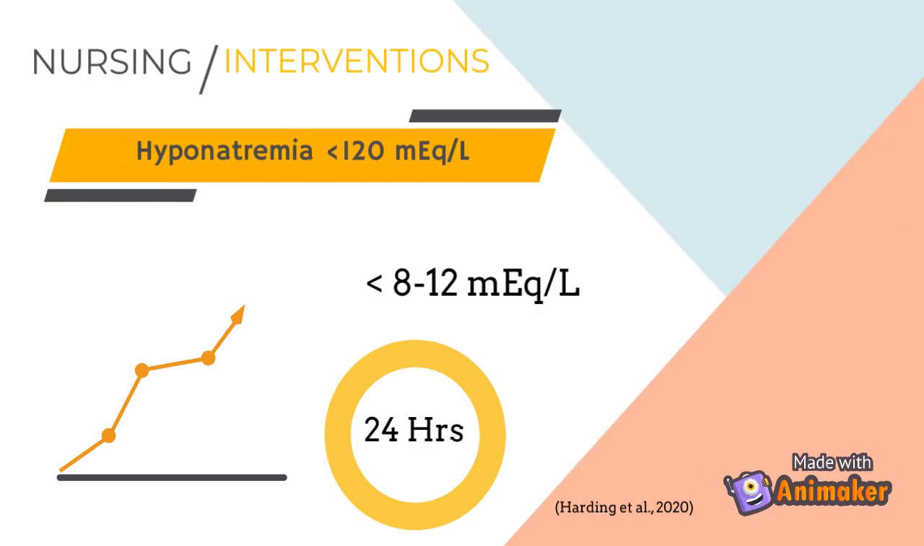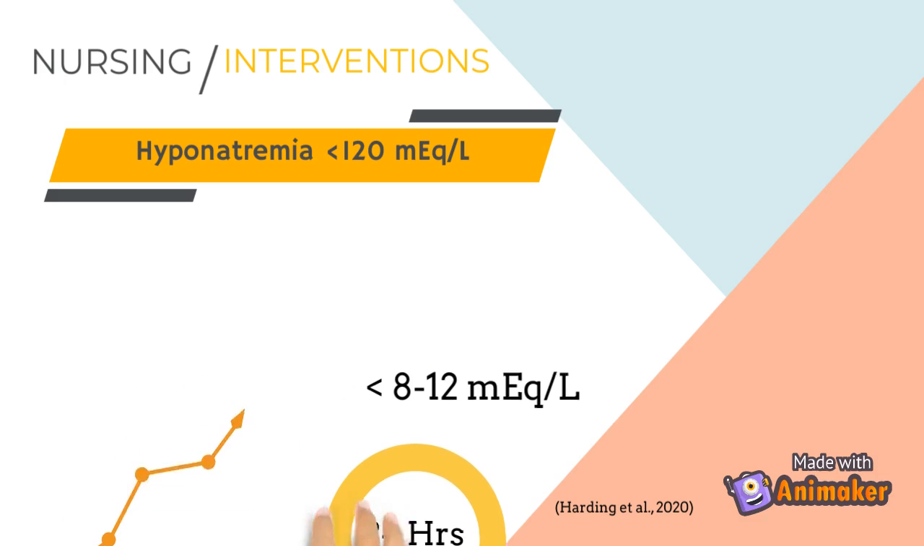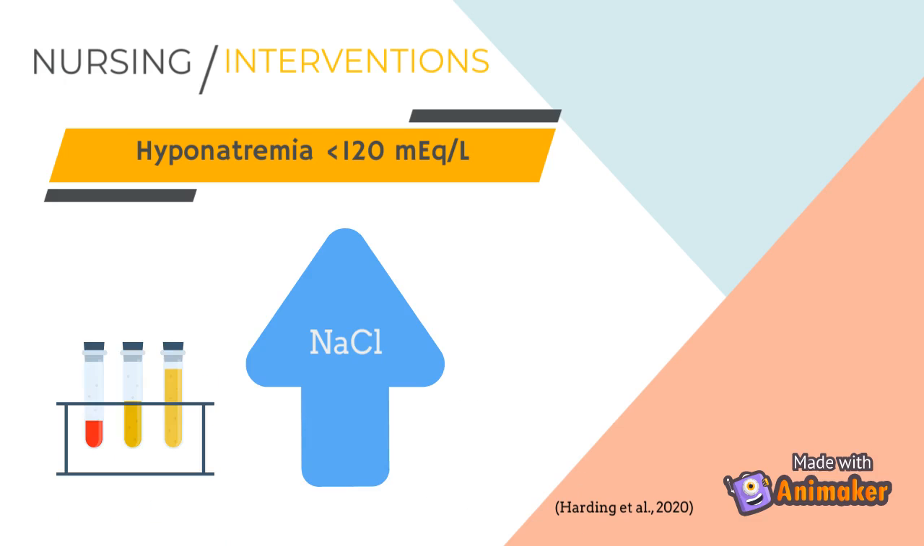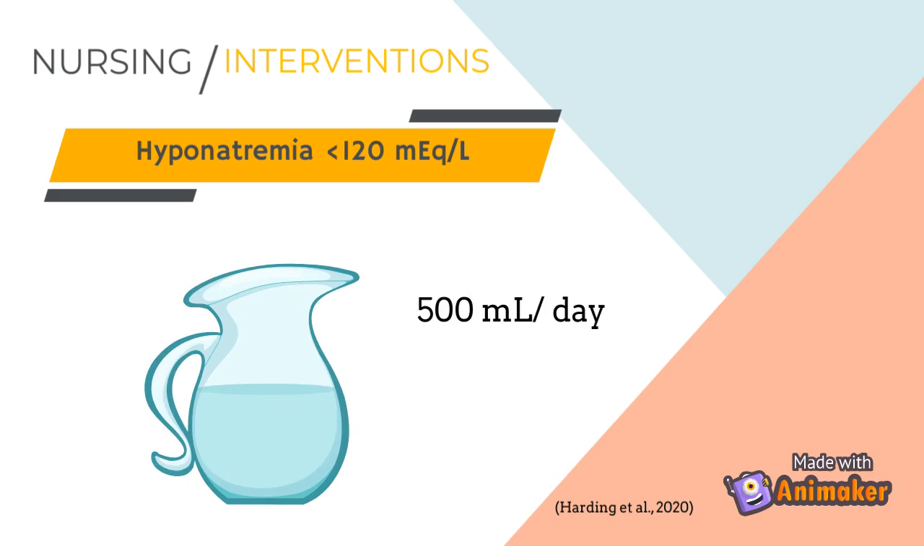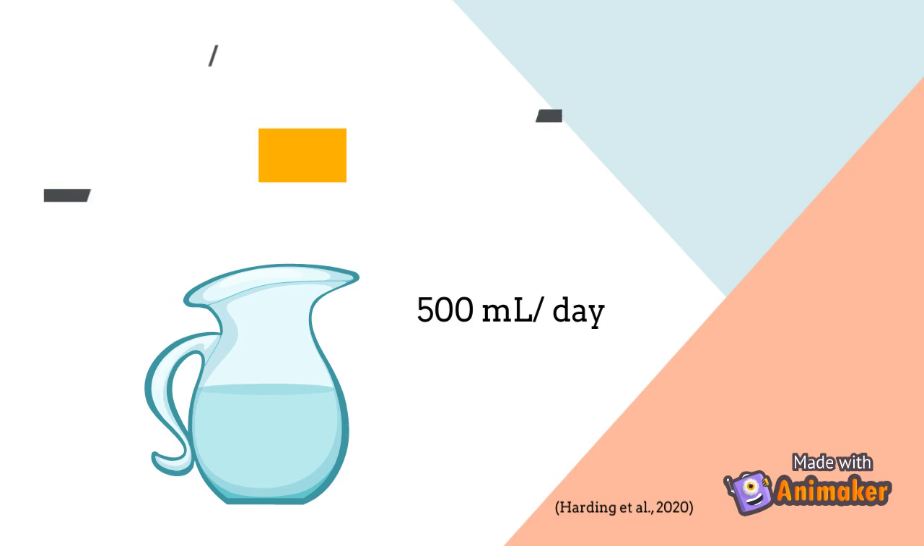It is important to correct hyponatremia slowly. The level should not increase by more than 8 to 12 milliequivalents per liter in the first 24 hours. Quickly increasing levels can cause osmotic demyelination syndrome with permanent damage to nerve cells in the brain. A fluid restriction of 500 milliliters per day may be needed for those with severe hyponatremia.